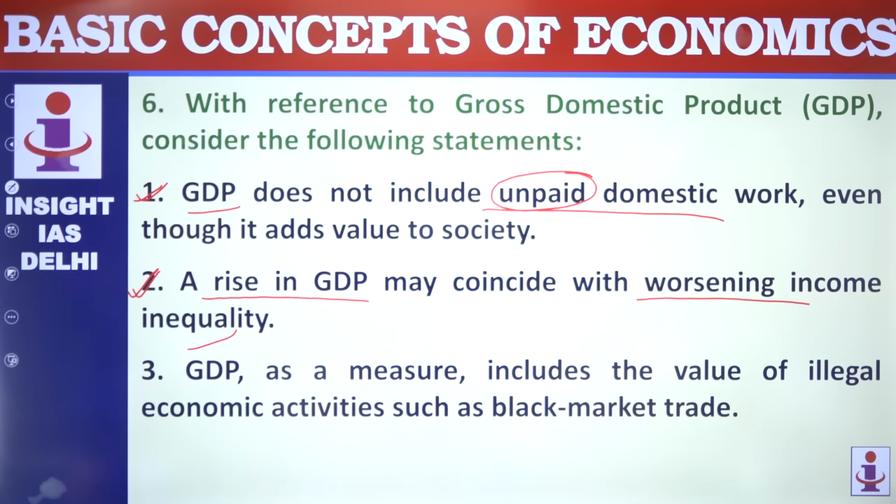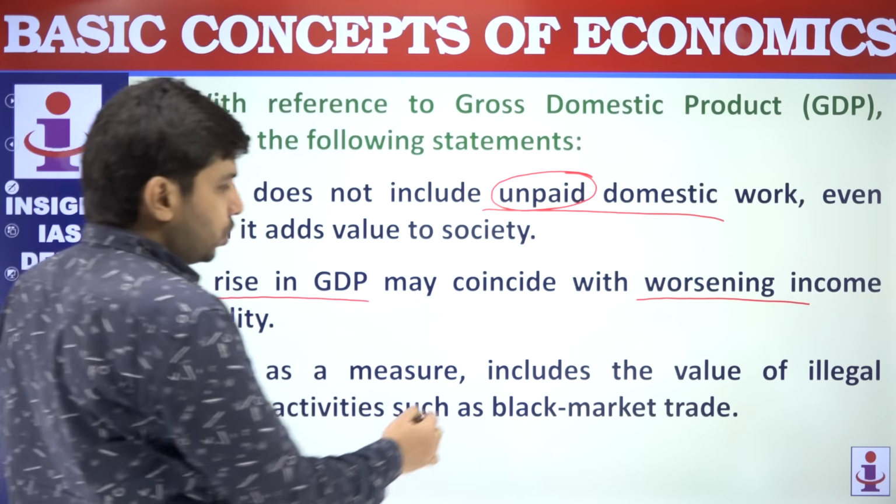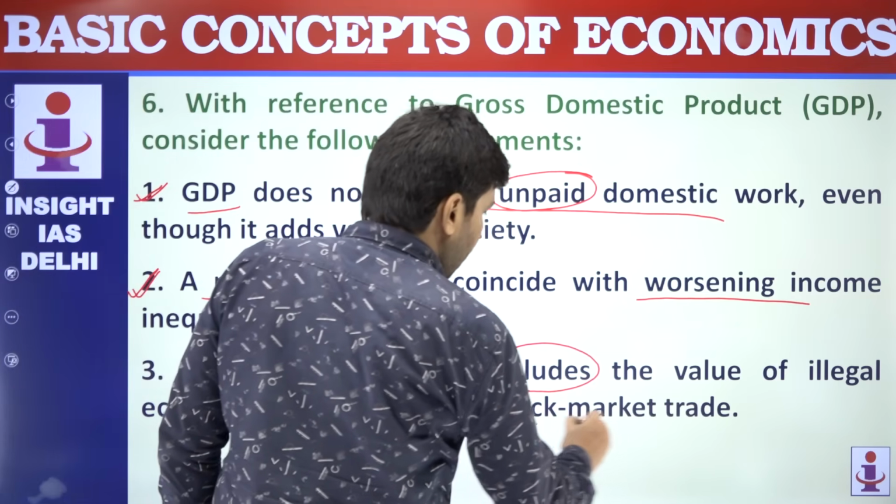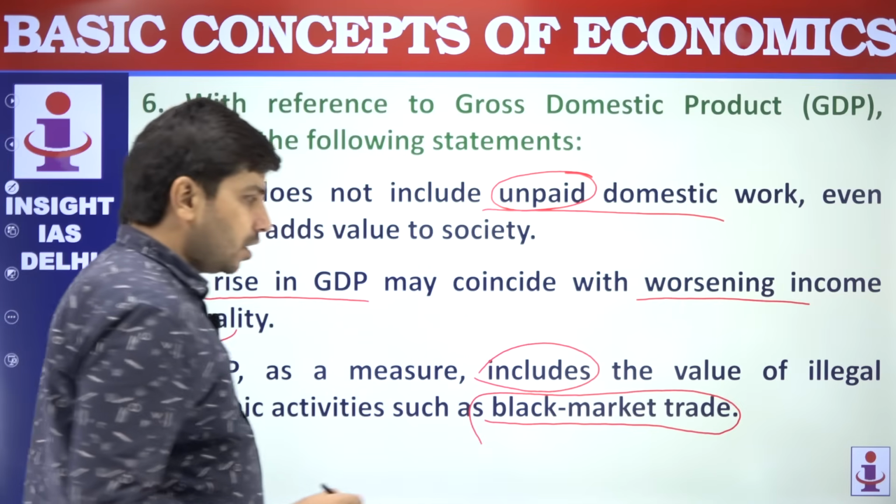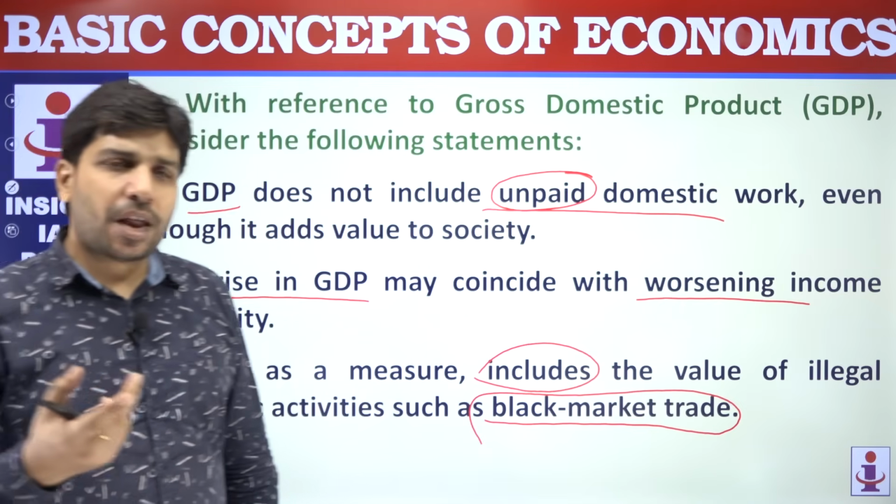GDP as a measure includes the value of illegal economic activities such as black market trade. GDP as a measure includes black market trade. No, black market is not included in GDP. Why? What is black market?